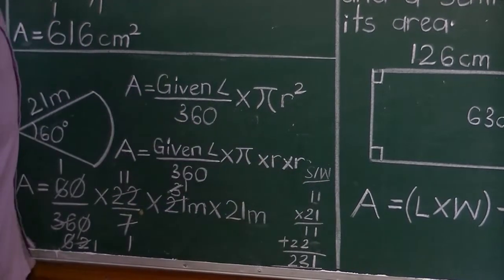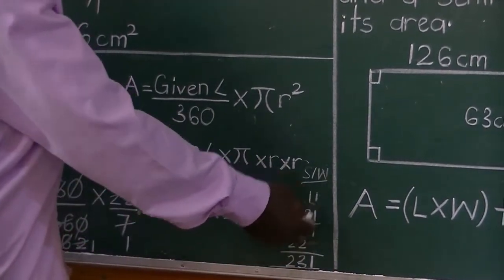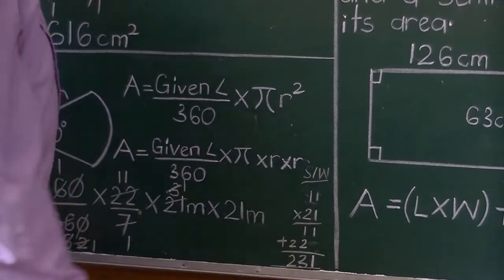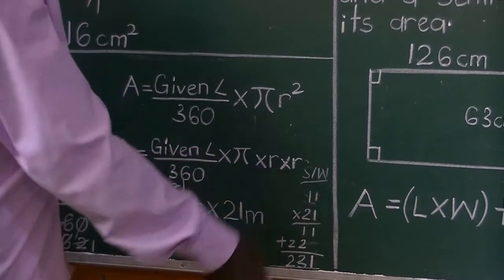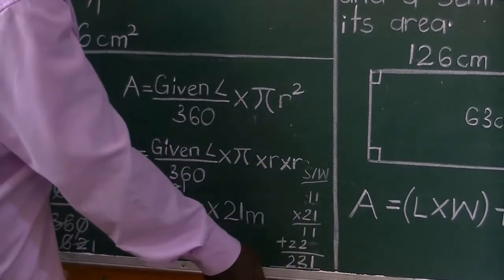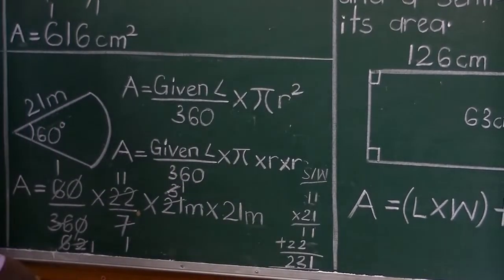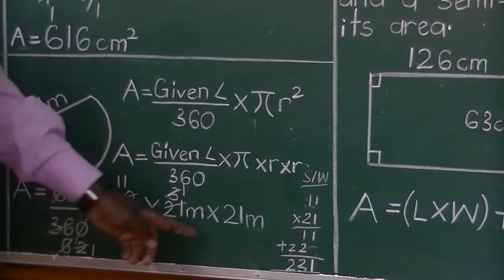Go here, side work, and multiply vertically. 11 by 21. 1 times 1 is of course 1. Another 1 times 1, you get 1. 2 times 1 is 2, as well as 2 times 1, you get 2. Then add here: 1 plus 2 is 3. And then 2 down. Thus 11 times 21 gives 231. And these are meters.